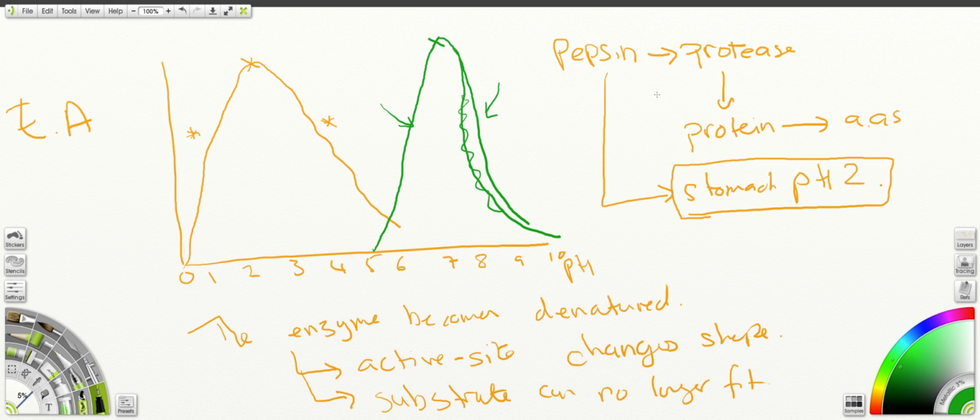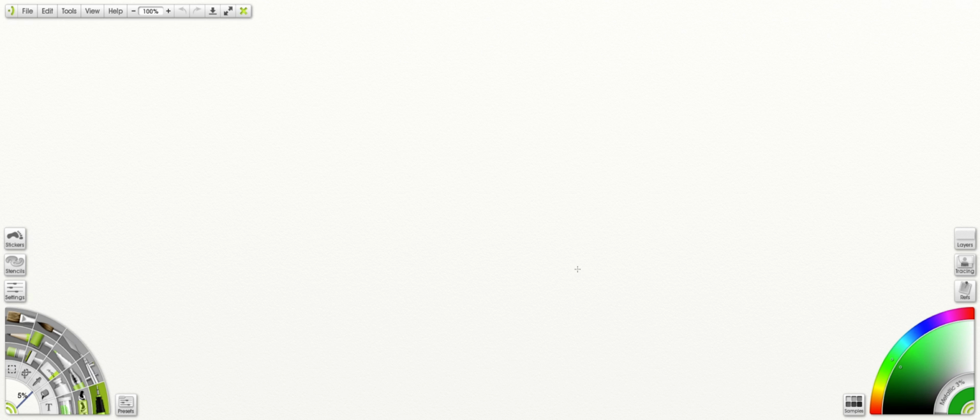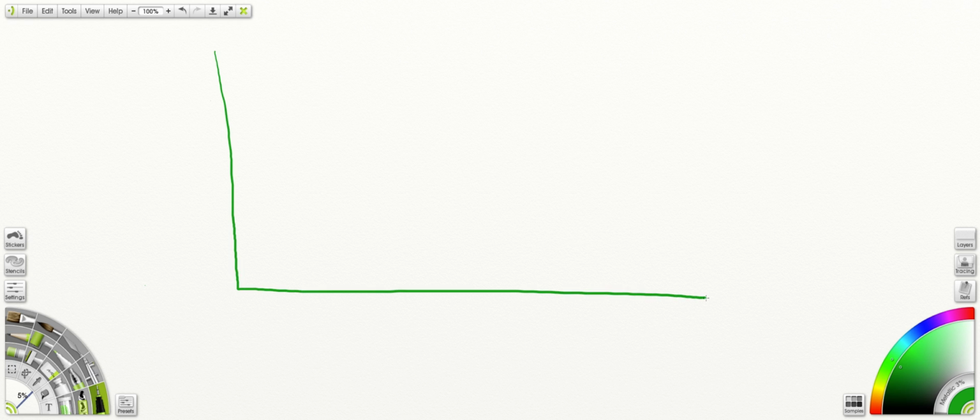And you could do the same for any enzyme under any pH. So long as you know what the best pH is for it, you just draw the maximum there, and on each side denaturing happens, i.e. the active site changes shape, substrate no longer fits. So next what we're going to be looking at is a graph of temperature against enzyme activity. So here's my enzyme activity, here's my temperature.